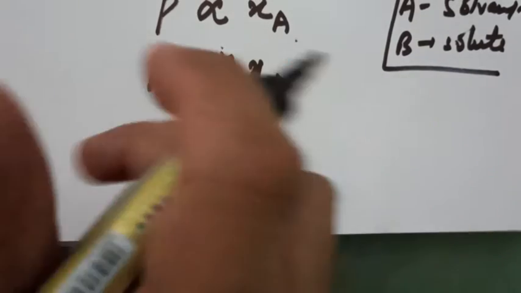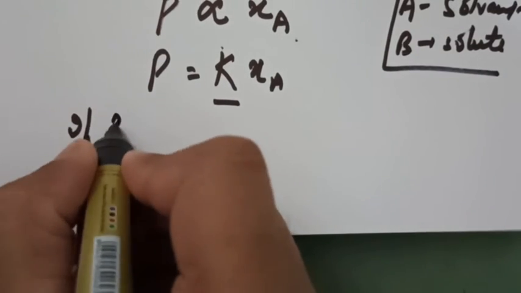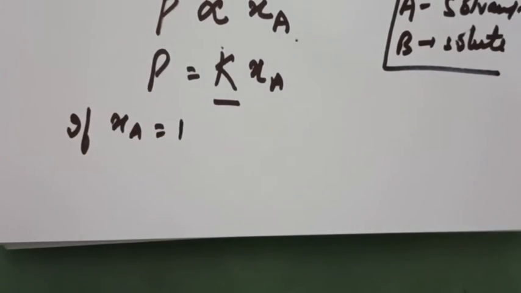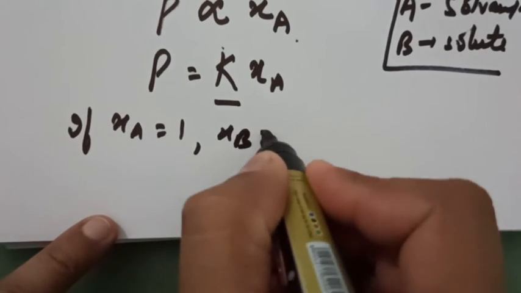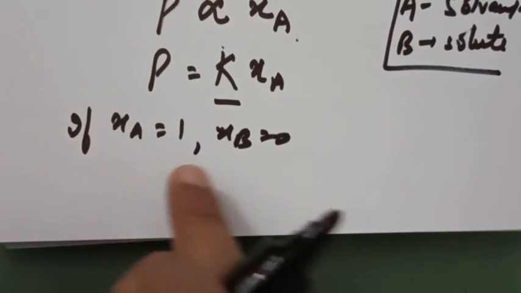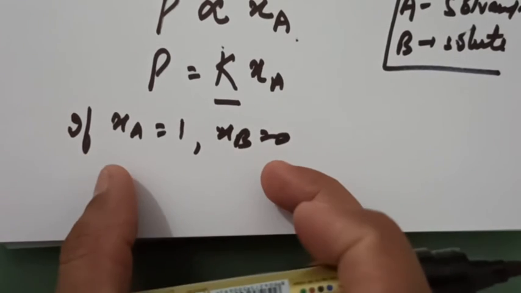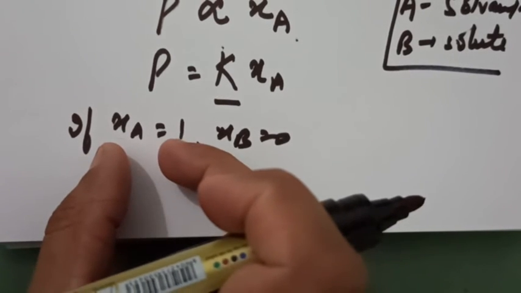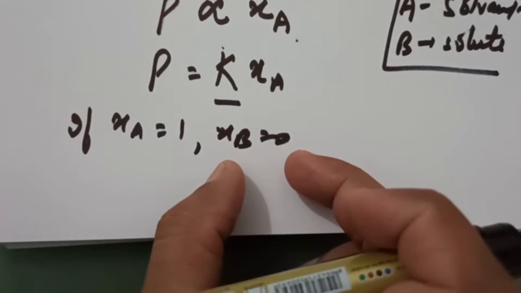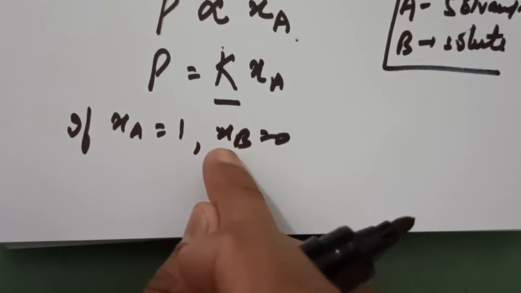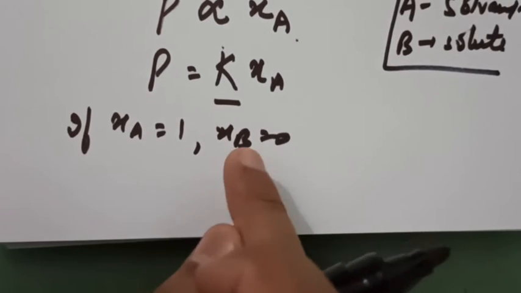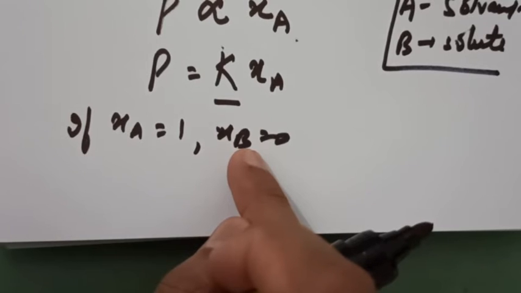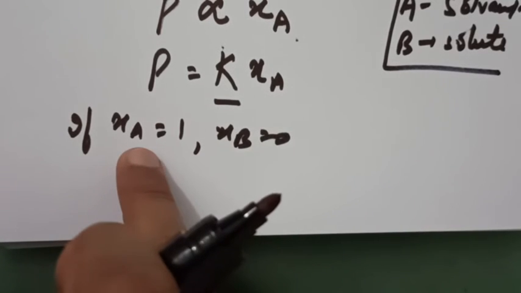Now suppose XA is equal to 1. If XA is 1, then what will XB be? It will be 0. Do you know what that means? It means the solution contains only solvent, and the solute is 0. XB, the mole fraction of solute, is equal to 0. So there is no non-volatile solute added in the solvent. So there is only a solvent.